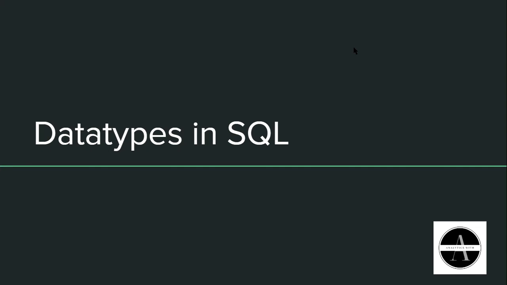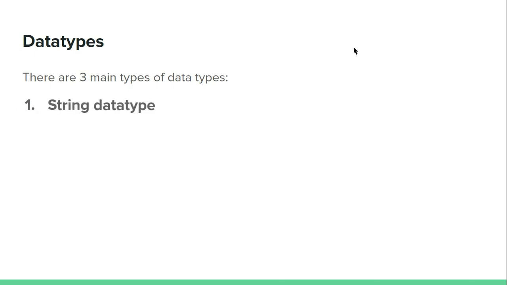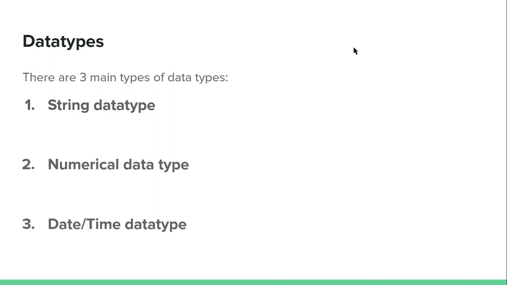Today in this video we are going to see different data types in SQL. SQL has a lot of different data types to handle various kinds of columns in databases. There are three main types of data types. First is string data type, second is numerical data type, and third is date and time data type. We are going to see all three data types in detail in this video.